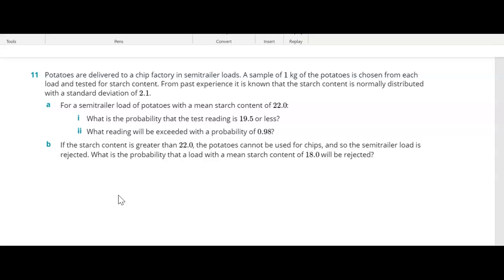All right, question 11. Potatoes are delivered to a chip factory in semi-trailer loads. A sample of 1 kilogram of the potatoes is chosen from each load and tested for starch content. From past experience, it is known that the starch content is normally distributed with a standard deviation of 2.1.